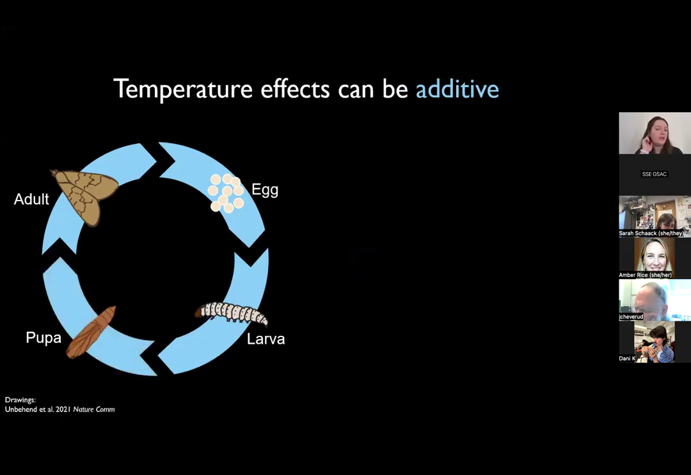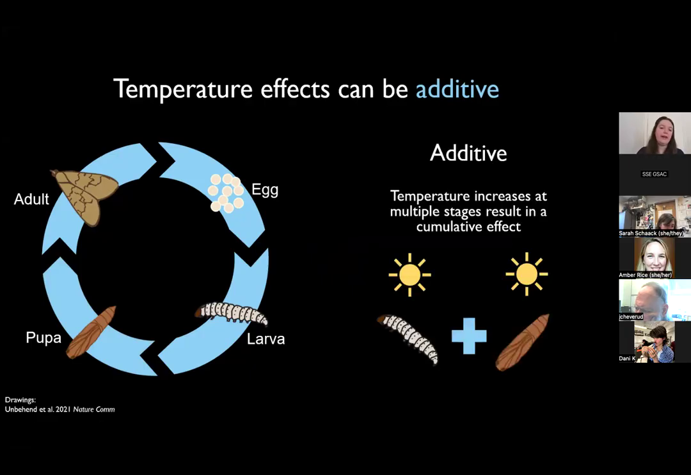Additionally, temperature effects can be additive. So what do I mean by that? We'll take this example here. That means a temperature increase at multiple life stages. In this example, heat across both the larval and the pupal stage results in cumulative effects. So it's more detrimental to be exposed at two life stages than at either one. And sometimes it's even worse than just the combination of the larval and pupal heat effects. There's some added negative effect of having it across multiple life stages.